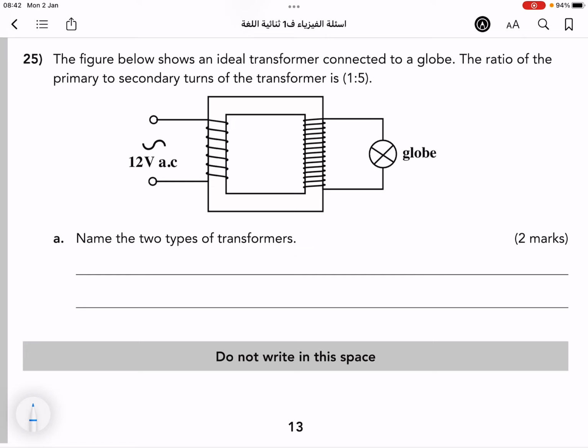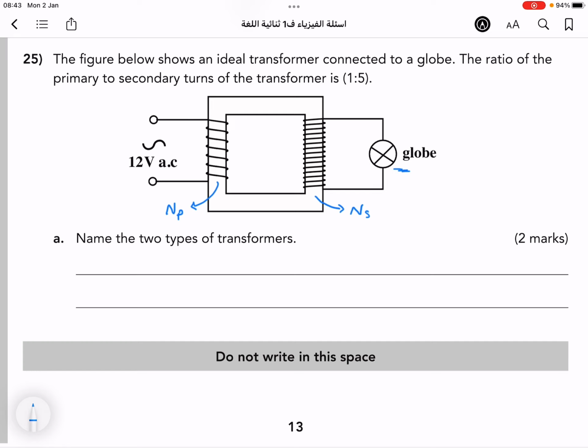The figure below shows an ideal transformer connected to a globe. This is the globe, and this will be the secondary coil. So here we have NS, because any resistor or any globe, light, a machine, always connected to the secondary coil. And here we have the primary coil, then we have NP.